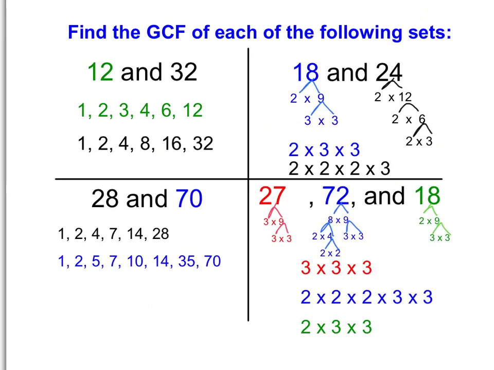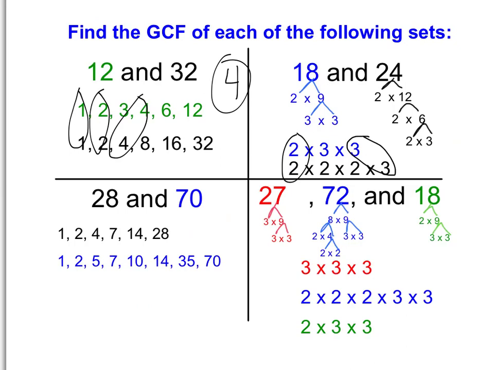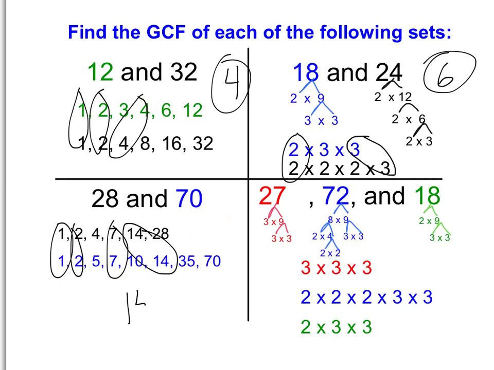Now I found my answers in different ways. You can find your answer any way that you would like. For the first one, the ones that I found in common were these numbers, so my greatest common factor is 4. For this one, I decided to do the prime factorization method, and I had 2 and 3 in common. I have to multiply these two. 2 times 3 is 6, and that's how I found that answer. Here I did the listing the factors again, and so my greatest common factor is 14.